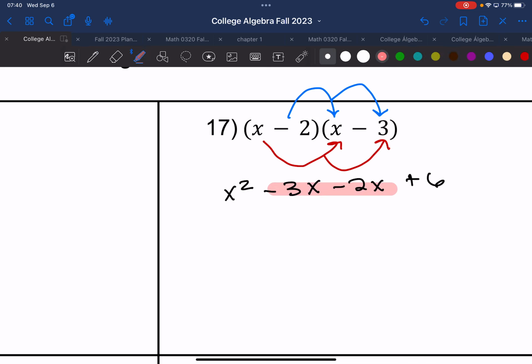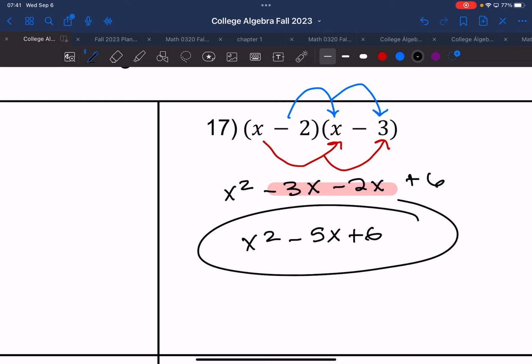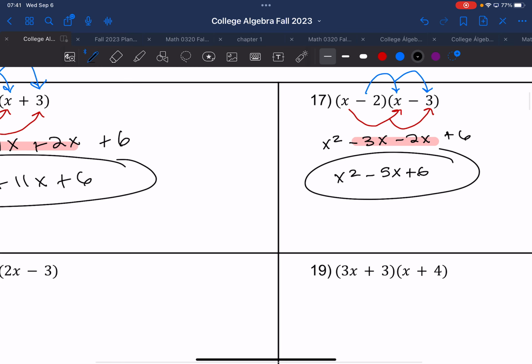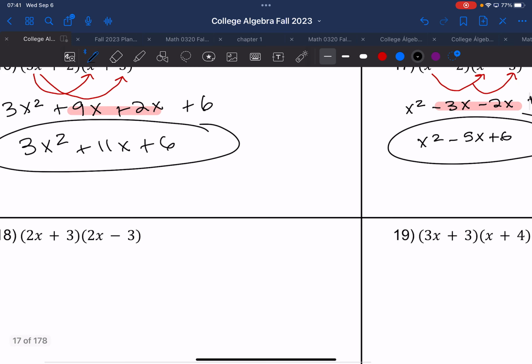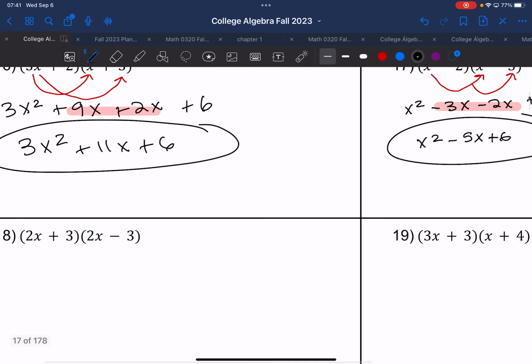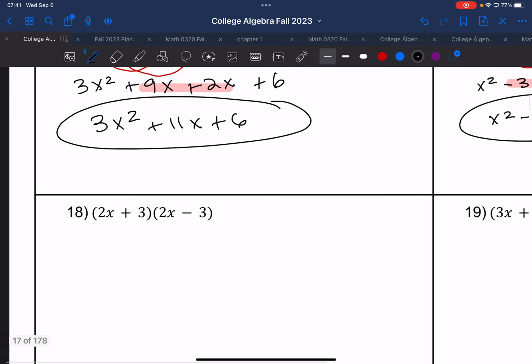Combine like terms. So when we're multiplying binomials and we get that quadratic equation, your like terms are always going to be the middle pair. Okay, your like terms when we are multiplying binomials is always that middle pair. So we have x squared minus 5x plus 6. Okay, I'll go ahead and we'll do 2 more and then we'll finish the rest on Monday.